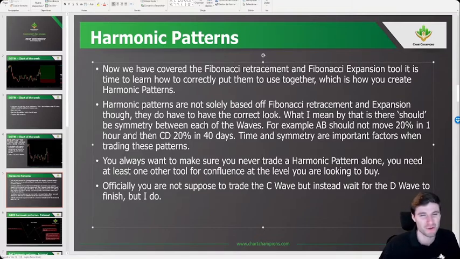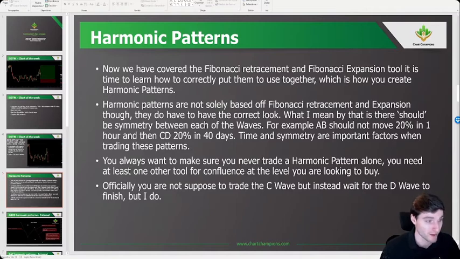And this is where Fibonacci time comes into play. But again, we'll be getting to Fibonacci time very shortly. But yeah, you want to see that symmetry, okay? Time and symmetry are important factors when trading these patterns, because if it doesn't have a good look, then it can be classed as invalid. So just bear that in mind.